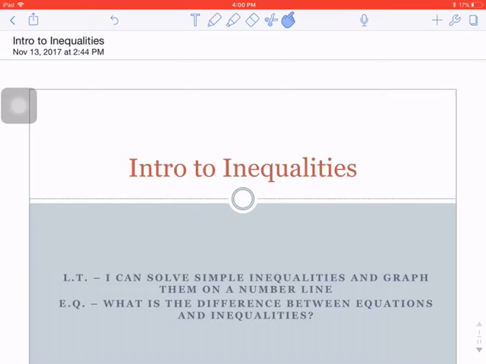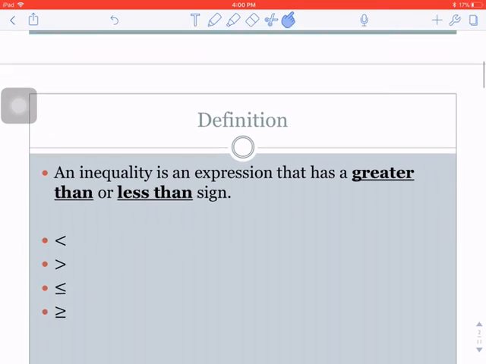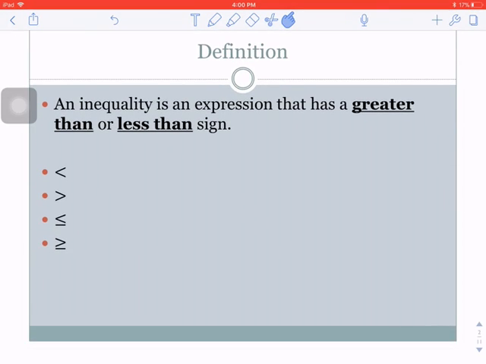Hello, and today we're going to start on the first lesson in Unit 3, Systems of Inequalities. Lesson 1 is Introduction to Inequalities. So let's begin by looking at the definition of an inequality. An inequality is an expression that has a greater than or less than sign.